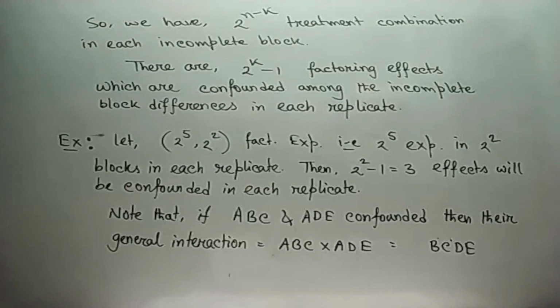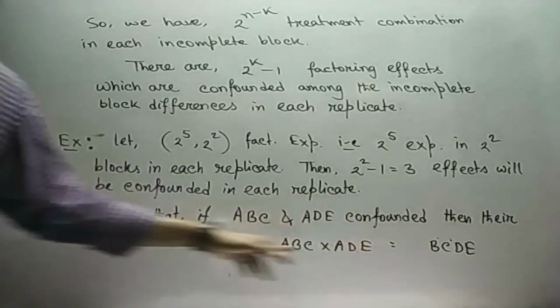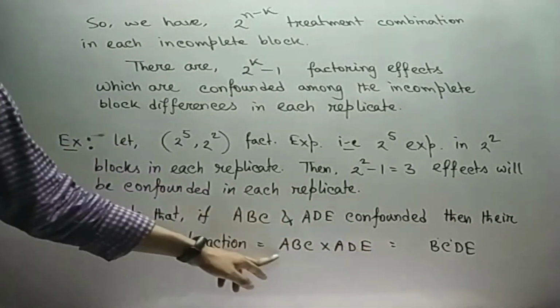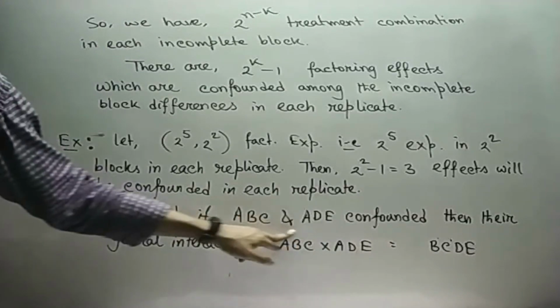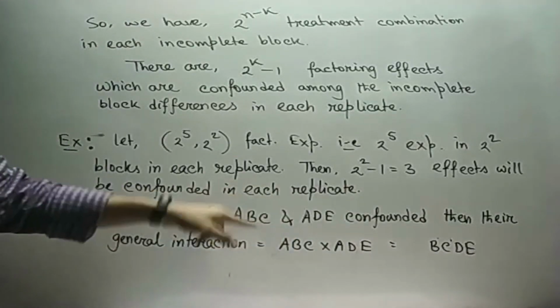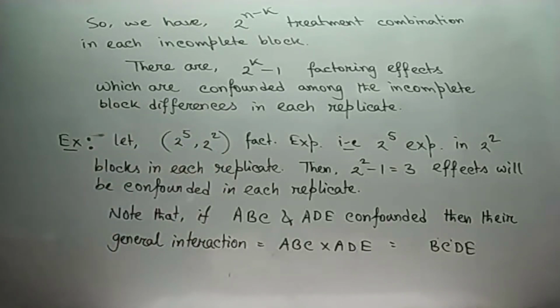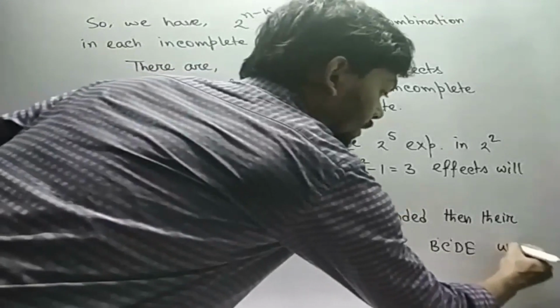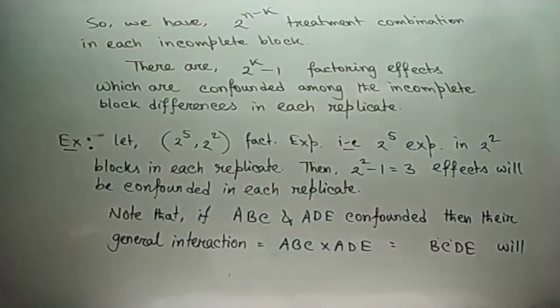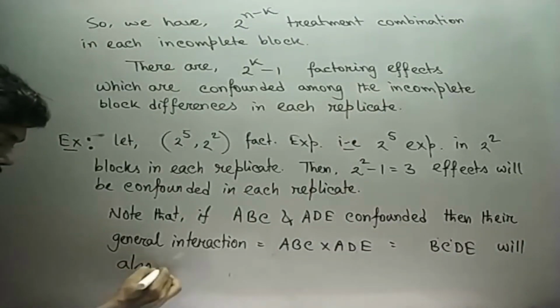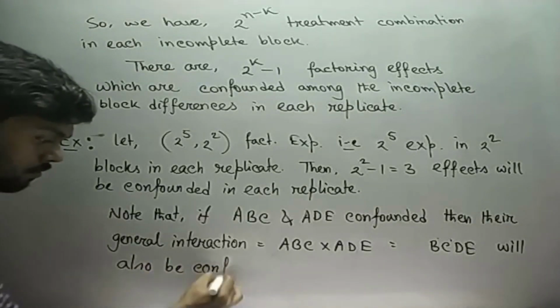So the simple procedure is, if we multiply these two quantities and any letter has power 2, then we just have to delete that letter. That's called the general interaction. So then BCDE will also be confounded.